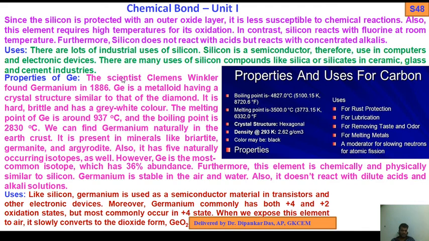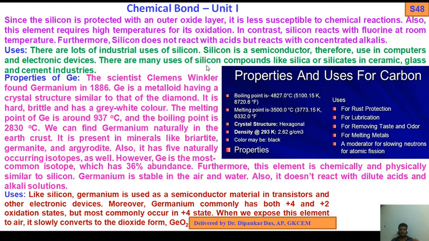Now come to uses. There are lots of industrial uses of silicon. You know, computer chips, silicon, germanium. Okay, one of the most famous is Intel. Silicon is a semiconductor. Therefore, it is used in computers and electronic devices.